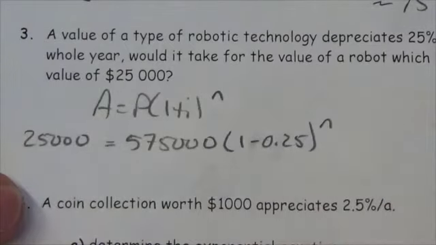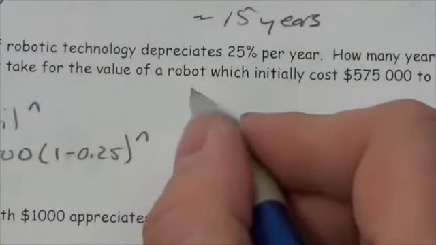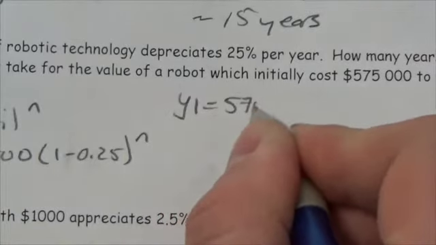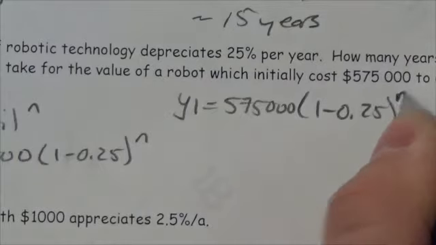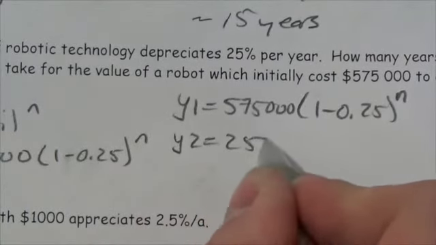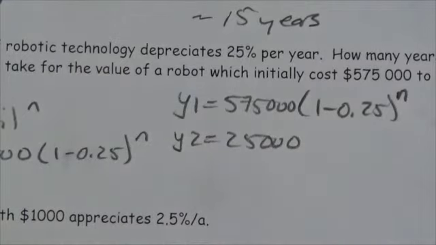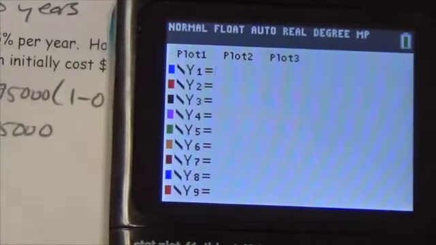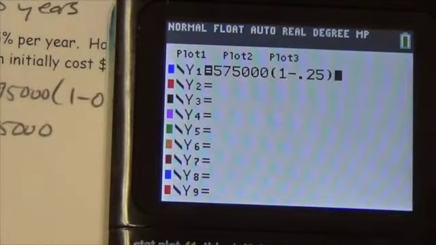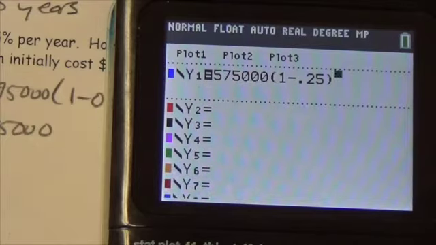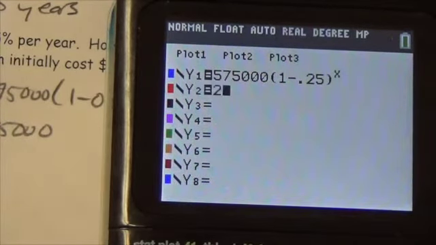So now for me to answer this, what I got to do is go to my calculator. I'm going to graph y1 will be equal to 575,000 times (1 minus 0.25) to the n, or to the x here. Then y2 will equal 25,000. Okay, so now I'm going to go to my calculator and I will enter this all in. So in y1, I said that I was going to have 575,000 times 1 minus 0.25. Now I could have done that. I mean, I know that that's 0.75, but whatever. Put that to the power of x. Down here I'll have 25,000. I've entered that in here.